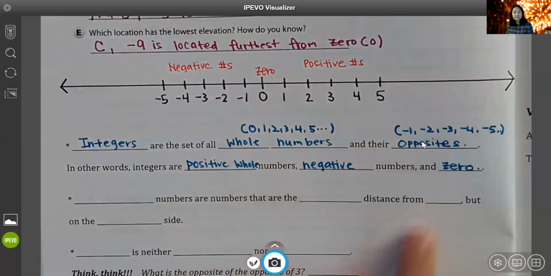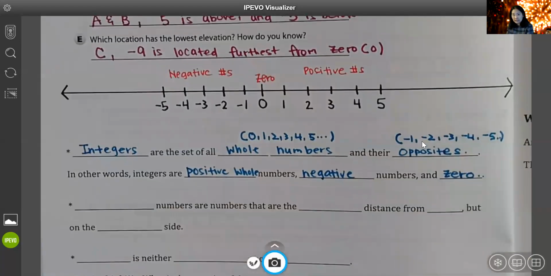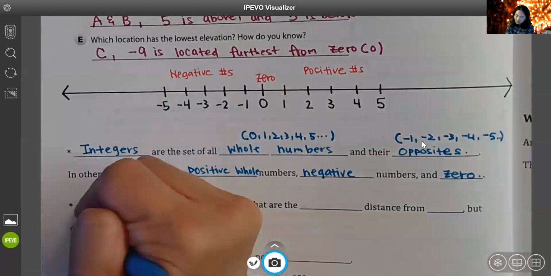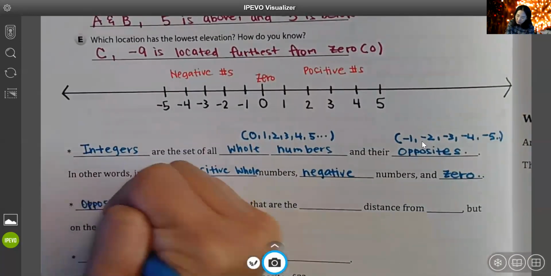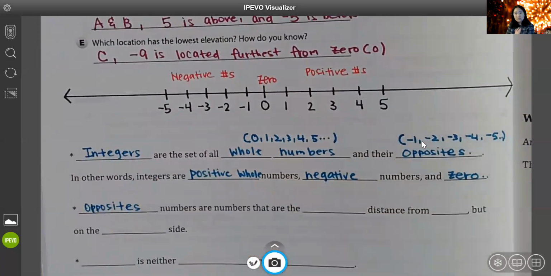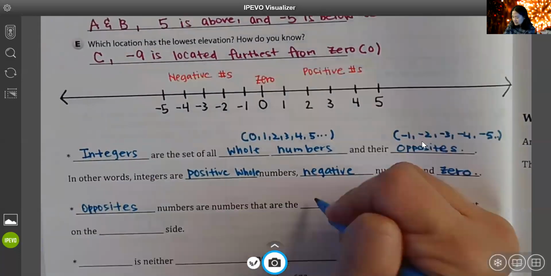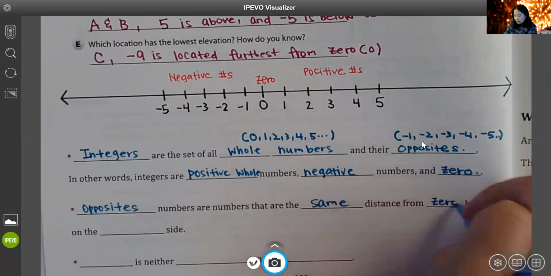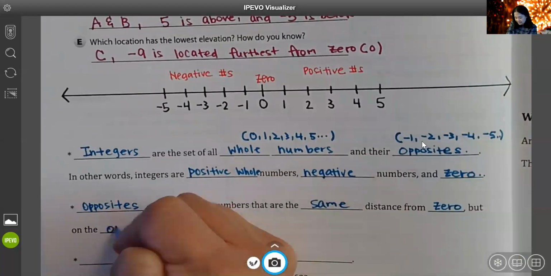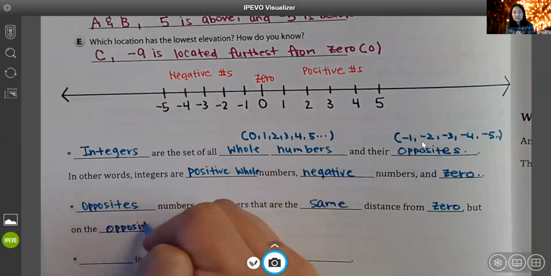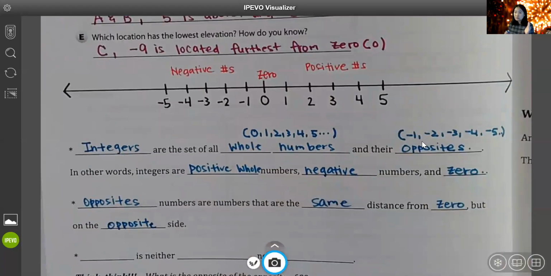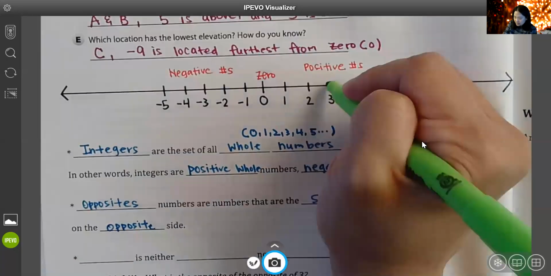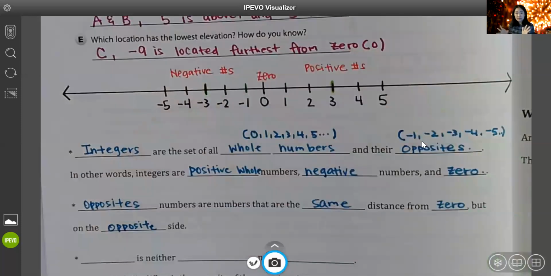Okay. All right. Now that we kind of talked about integers, let's talk about the definition of opposite numbers. So opposites are numbers that are the same distance from 0, but on the opposite side. So let's consider two opposite numbers, 3 and -3, okay? Now, these two are opposite numbers, 3 and -3. Same number, but different symbols. One's positive and one's negative.